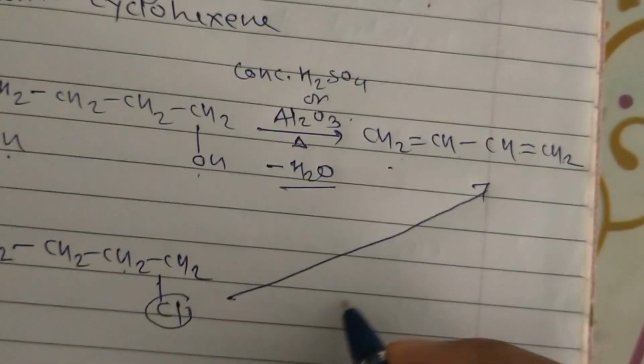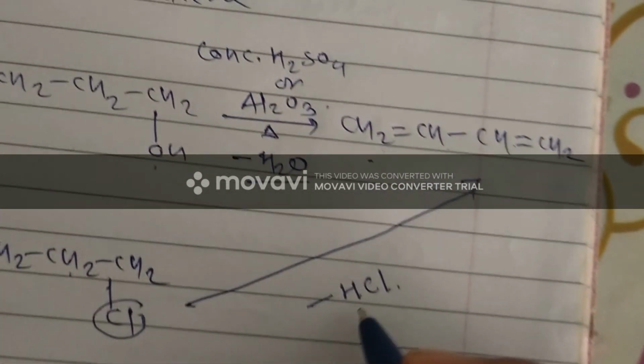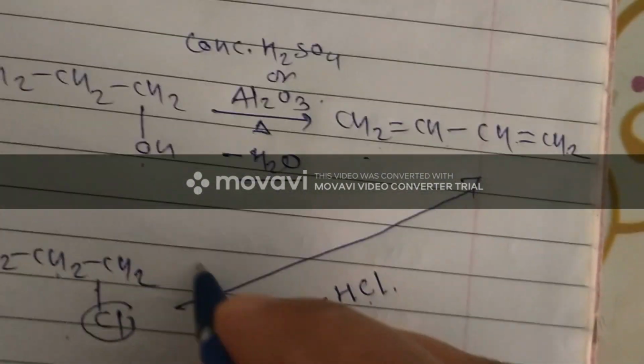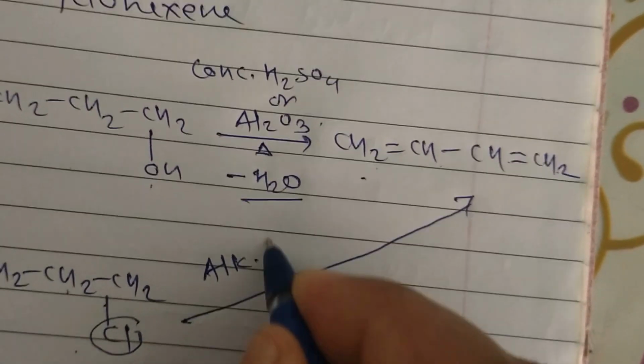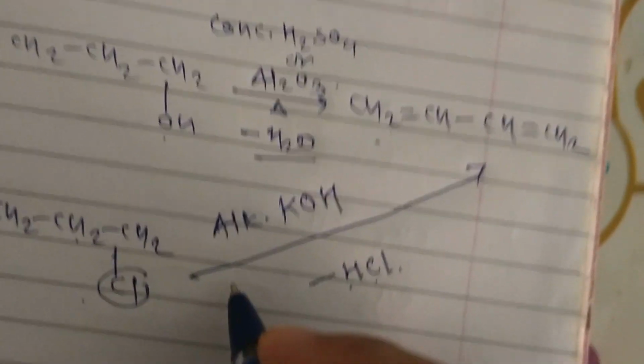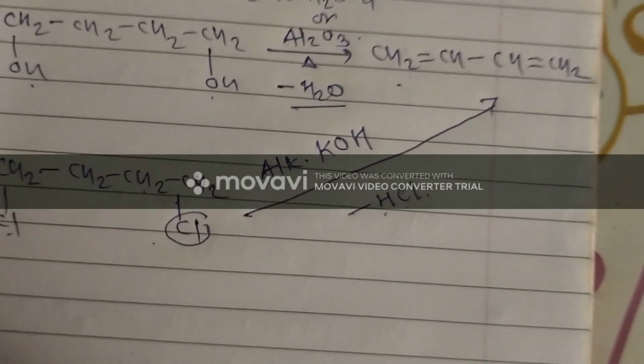carbon atom, so there is a loss of HCl. This is a dehydrohalogenation reaction. HCl removal means hydrogen and halogen are removed, and this can occur when 1,4-dichlorobutane is boiled with alcoholic KOH. In this alcoholic KOH, an elimination reaction takes place, and we get the 1,3-butadiene.